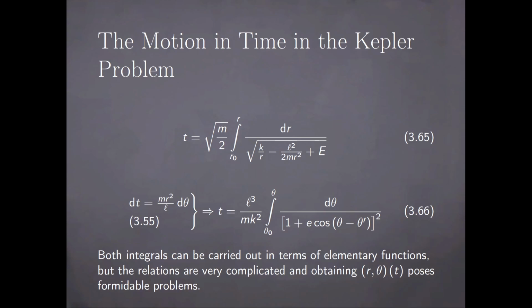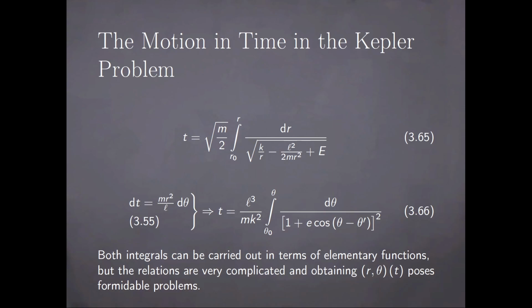An alternative approach would be to start directly from the conservation of angular momentum, solve it for the differential of time, and then use the orbit equation 355 in order to arrive at the integral here, which solves for time by integrating from the initial value of the polar angle up to some angle theta.